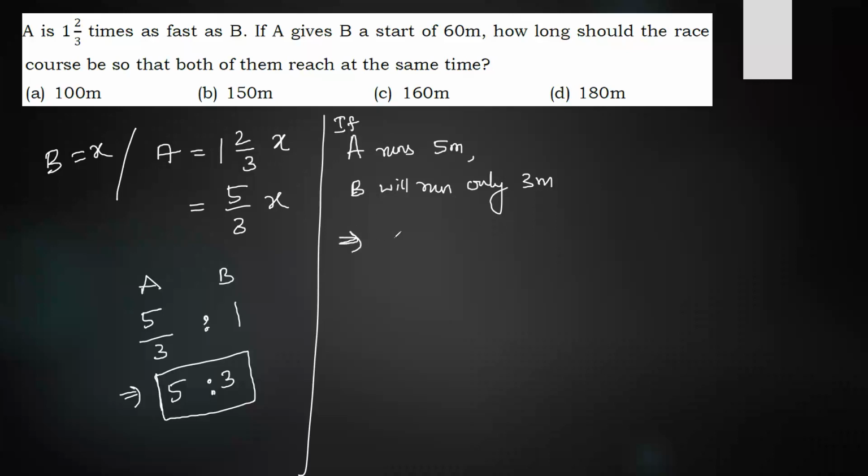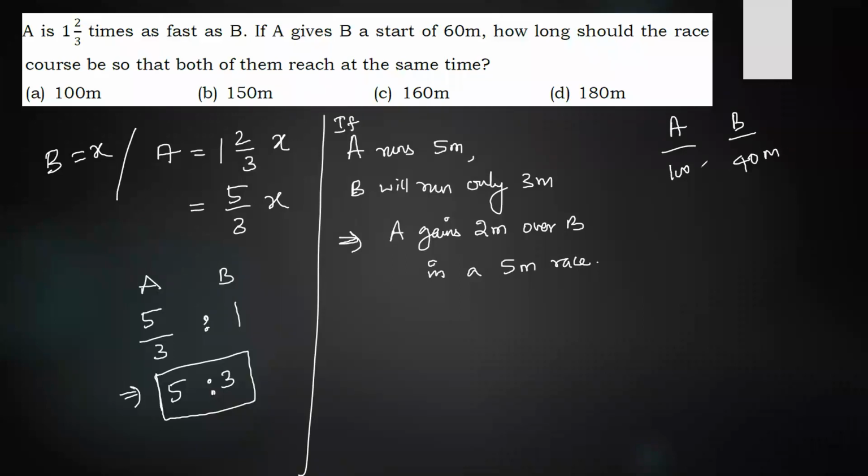Okay, this means if A runs 5 meters, B will run only 3 meters. Is it clear? If A runs 5 meters, B will run only 3 meters. Correct? This implies that A gains 2 meters over B in a 5 meter race. Is it clear or not? Any doubt up to this?